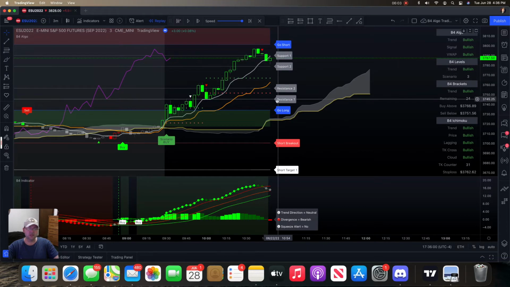Now, let's go over the lines a little bit. So we talked about the Hane lines, these right here. Now, these are shifted in the cloud. They're shifted 26 periods forward. This Chikou, which is not a Hane line, is just price shifted back 26 periods.